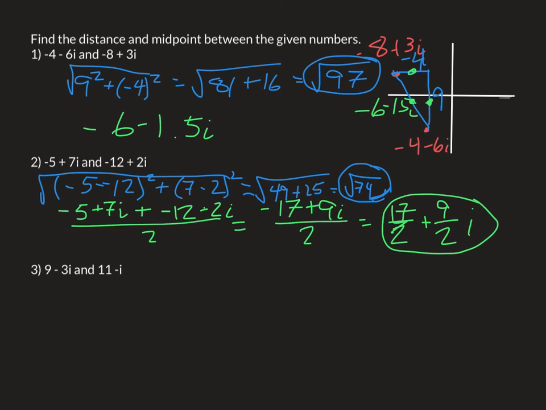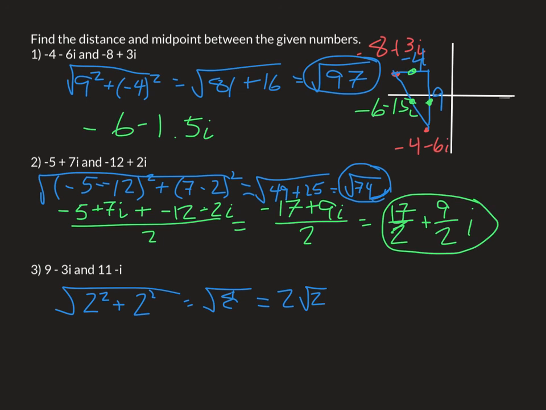All right, so let's do number 3 then, just to kind of complete this. I want the distance between 11 and 9, which is 2 squared. The distance between negative 3 and negative i, which is also 2 squared. And so we get square root of 4 plus 4, which is 8. And the square root of 8 simplifies into 2 square root of 2.